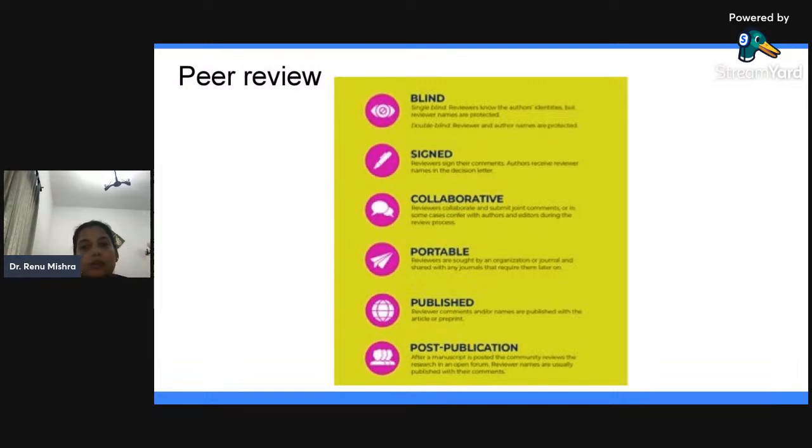For portable ones, the reviewers are sought by an organization or journal, and then they are shared with any journal that requires them later on. For example, if somebody is working for a journal right now, and also working for an organization, then when required, they can come back to the journal and work as a reviewer. For the majority of you, blind peer review is the one of most concern.